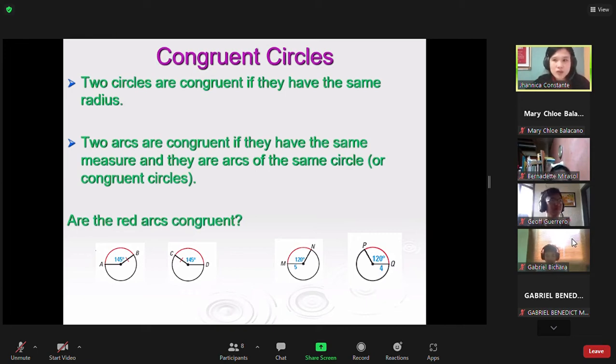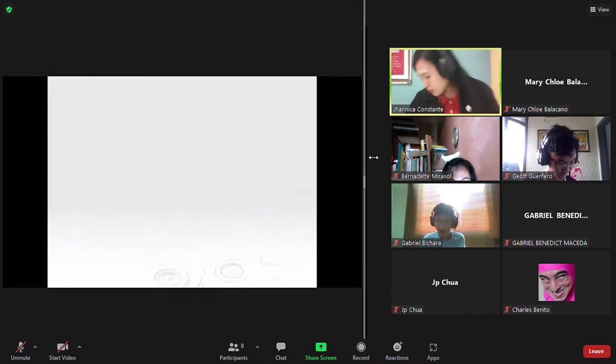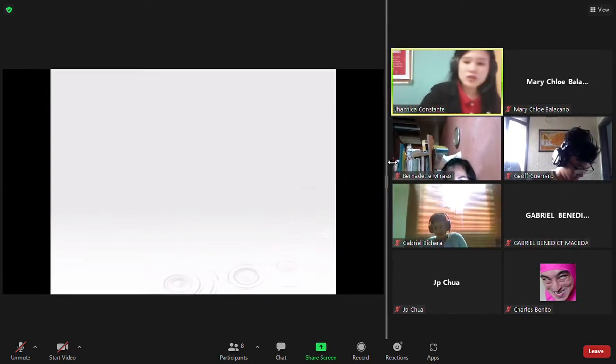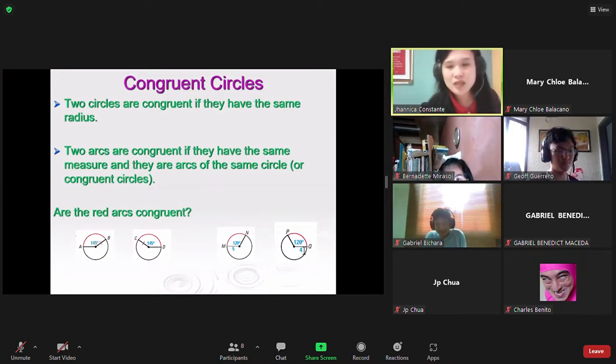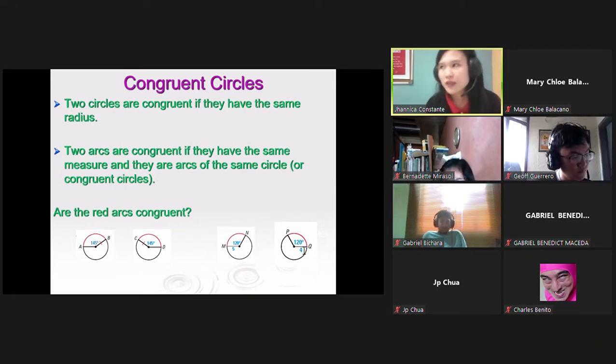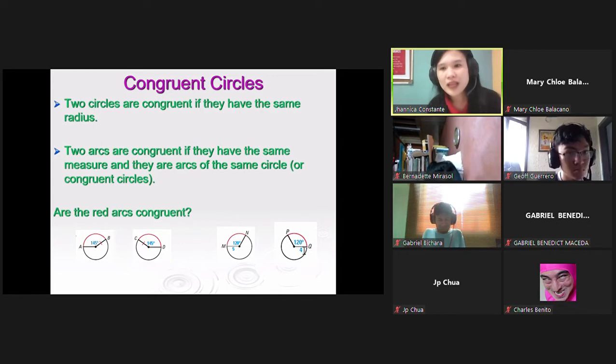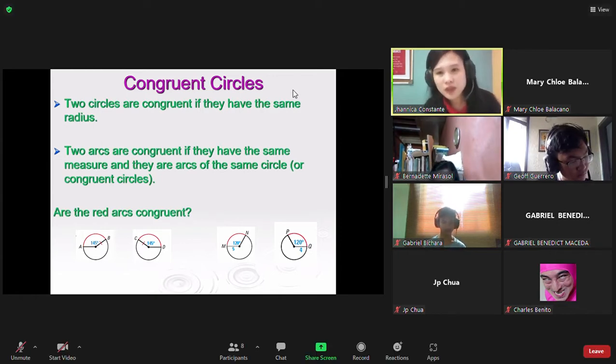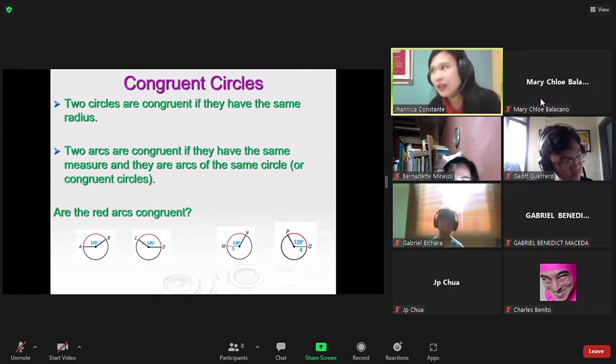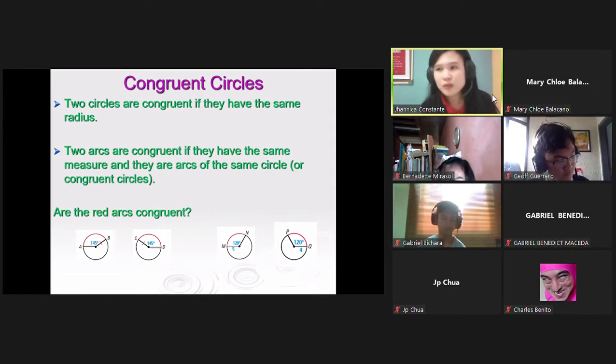Outside of our circle. So in solving using the theorem about the congruent circle, when we say congruent circle, two circles are congruent if they have the same radius. So we can only say that two circles are congruent if both circles have the same radius.